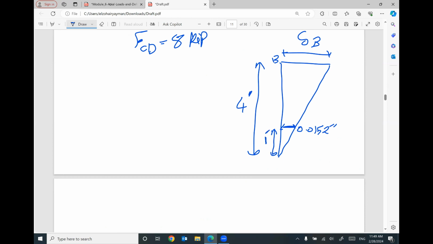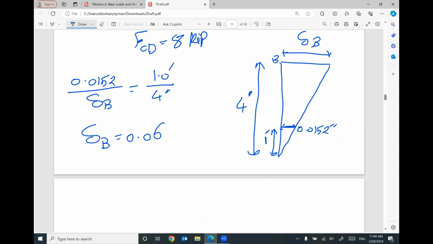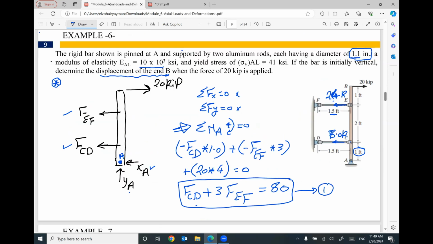So I can say 0.0152 inch divided by delta B will equal 1 feet divided by 4 feet. So the delta B will equal 0.0608 inch. This is the displacement at the end B for this problem. So this problem is very interesting. We solved it with different parts.